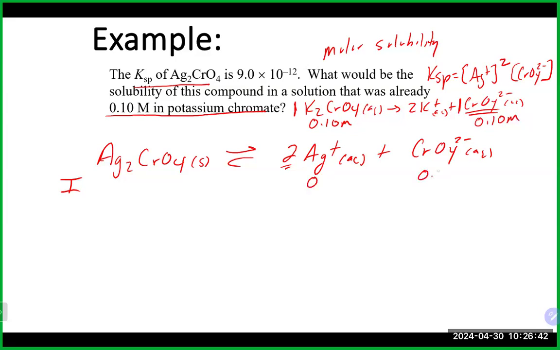And again, if we do not have the 0.1 here, we're really not doing the common ion problem, right? We're just doing a regular Ksp type problem if you zeroed it at that point. Any questions on that there?